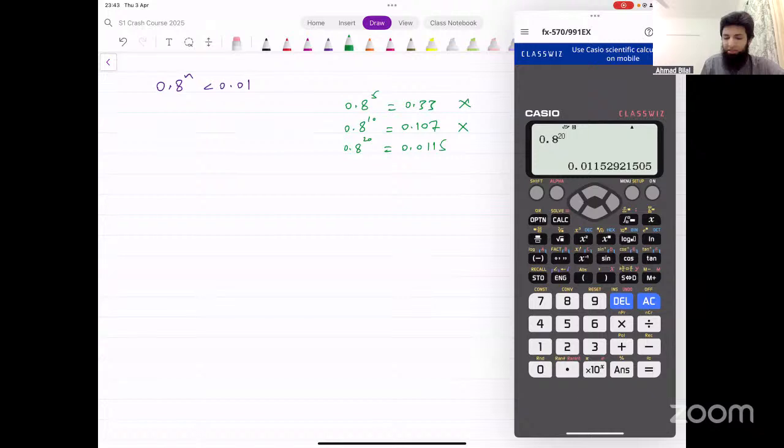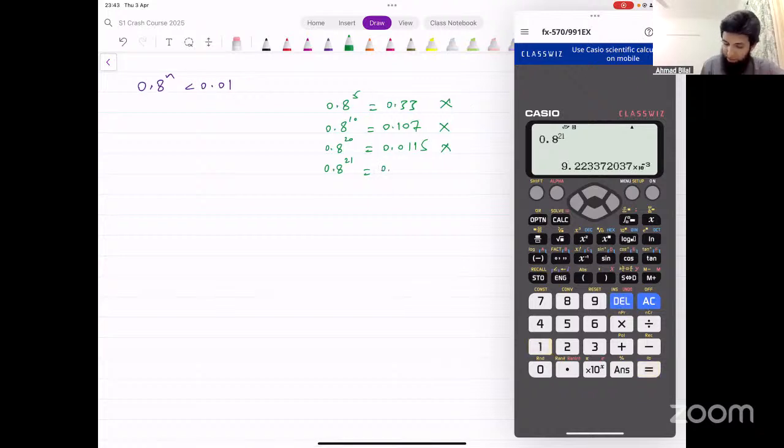0.0115. Okay, so we are very close now. We want something that's less than 0.01, and we're getting 0.0115. It's still not less, but we are close to that point now. So now we can increase relatively slower. This was 20. Now let's try 21 and see what we get. So this is 0.0092.